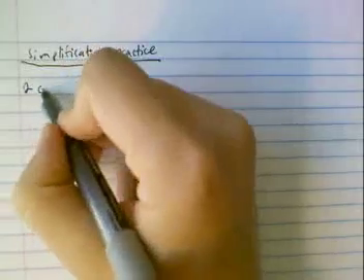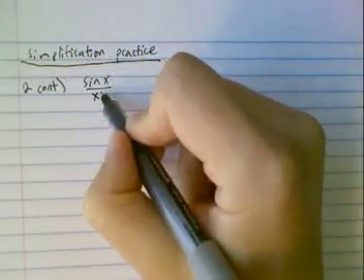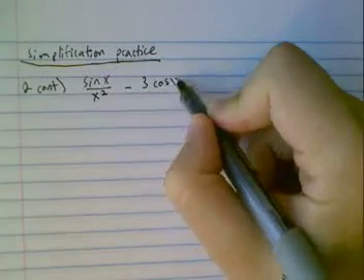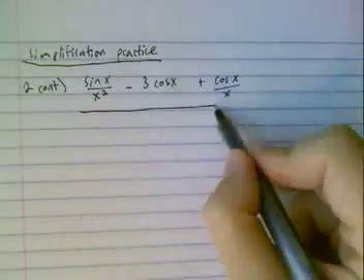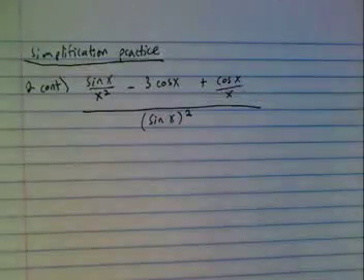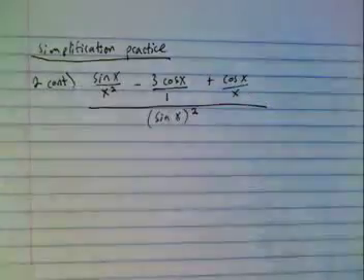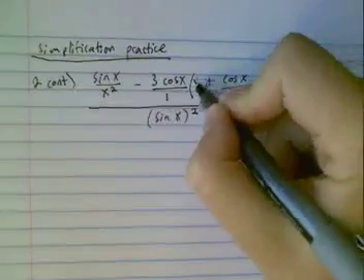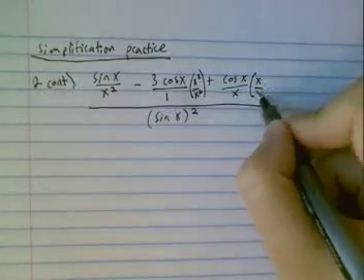So this is number 2 continued. Sine x over x squared minus 3 cosine x plus cosine x over x, all over sine of x quantity squared. The key thing to notice here is that this is a fraction over 1. We want to get common denominators. So that means I'm going to multiply this by x squared and this by x.